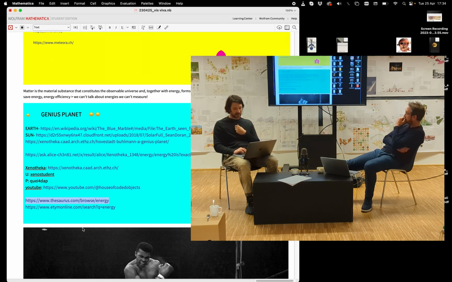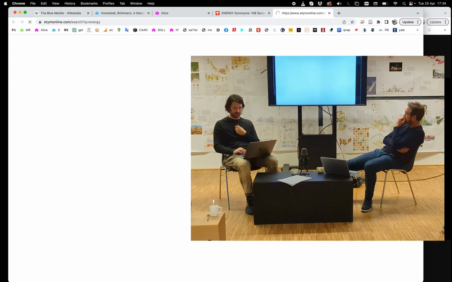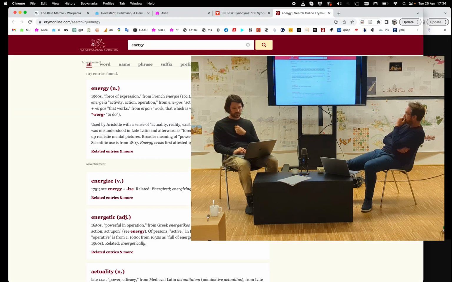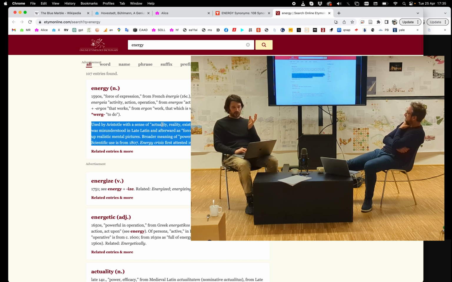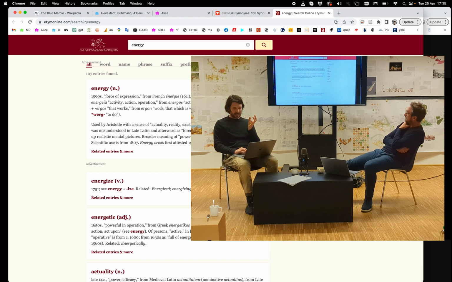Another way would be to look at the etymology of the word energy. So where is it coming from? It says a force of expression, from Latin and Greek, energeia, activity, action, operation. And then with Aristotle, it goes towards the sense of actuality, reality, and existence.